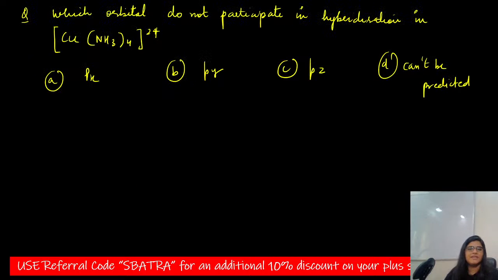Let's take the next question. Which orbitals do not participate in hybridization for this complex? Yeah, ferrous ammonium sulfate. Next is this question: which orbitals do not participate in hybridization of the copper ammonium complex?